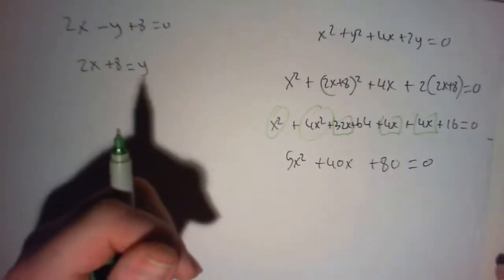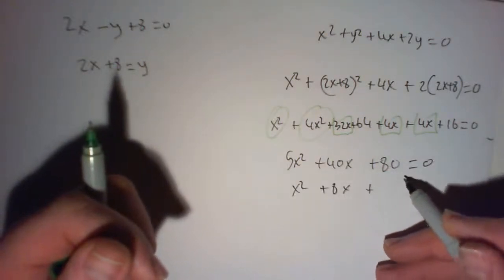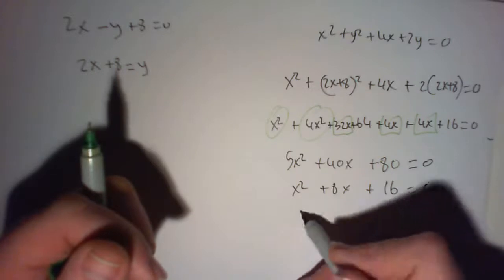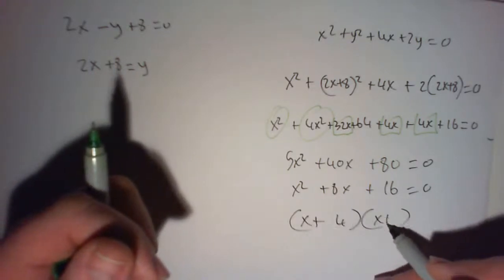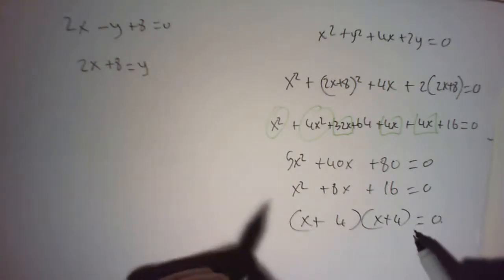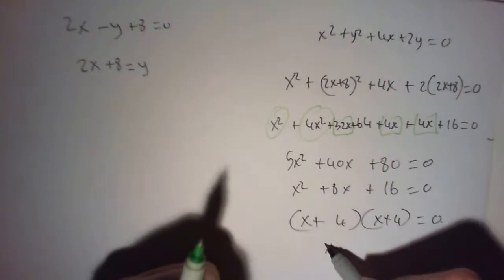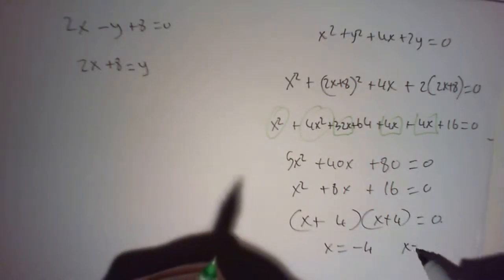Now, it looks daunting, but everything there divides by 5. Remember I said there was a sting in the tail? So x plus 4, then x is equal to minus 4. But there's only one of them, because the other one is also x is equal to minus 4.